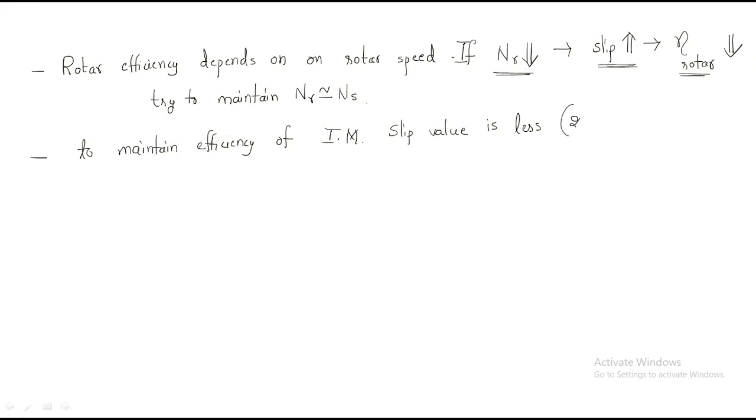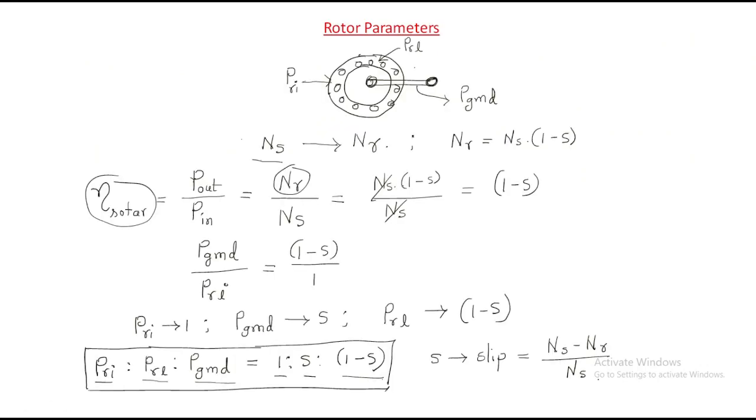The slip value is 2% to 8%. What is the value of 2%? It is 0.02 to 0.08. That is the reason the slip value is always kept low and the speed is nearer to synchronous speed. Then the rotor will be efficient, and automatically the induction motor is also efficient. So these are some important points regarding the rotor parameters.